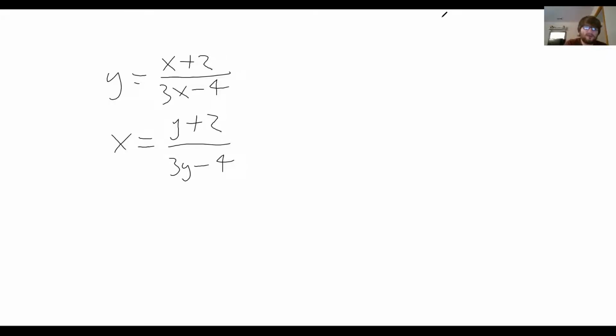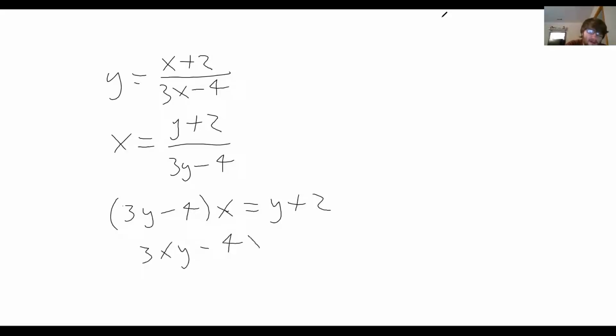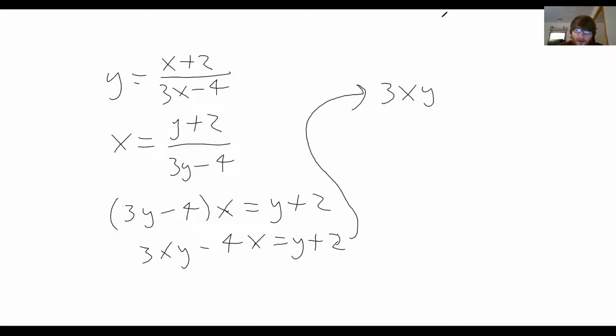Let's start by moving this 3y minus 4 to the other side by just multiplying it to both sides times x. It's going to cancel out on the right so that we're just left with y plus 2. Let's distribute this x. We have 3xy minus 4x equals y plus 2. And then we want y by itself, so let's move everything with y to one side and everything without it to the other. So we'll have 3xy minus y equals 4x plus 2.